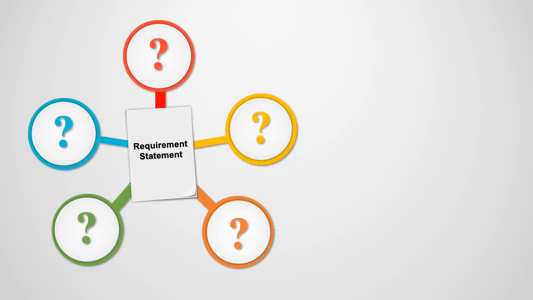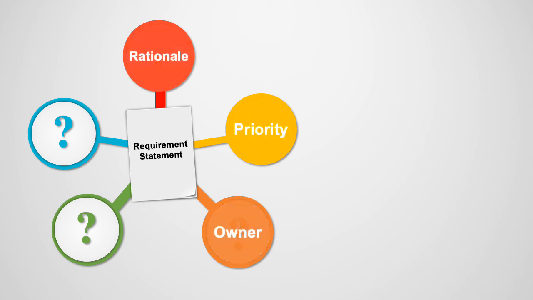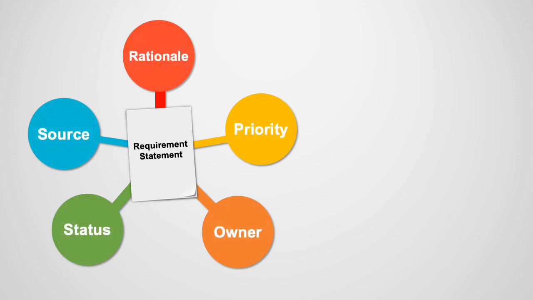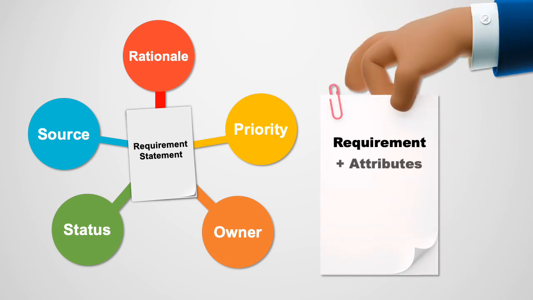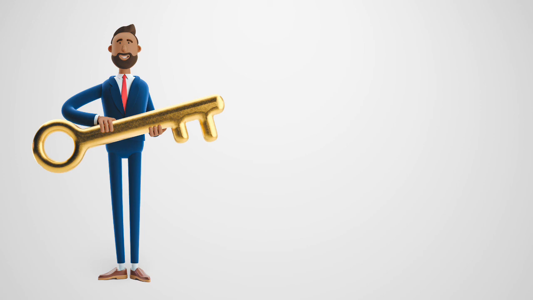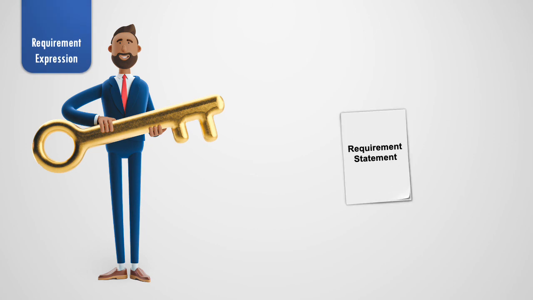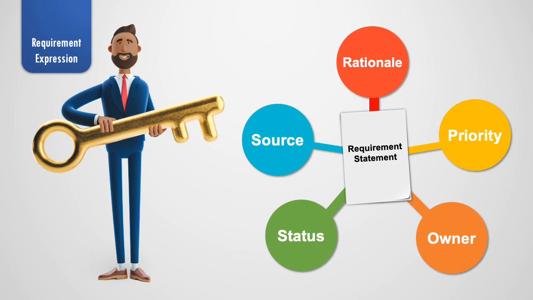All these things we just mentioned, like rationale, priority, owner, and status, are attributes that can be assigned to the requirement statement itself, and the combination of the requirement statement and its set of coupled attributes is what is referred to as the requirement expression. So the requirement expression consists of not just the requirement statement, but also a set of accompanying attributes. For now, the key takeaway from Module 4 is the realization that the requirement expression consists of the requirement statement plus additional information captured in one or more attributes.